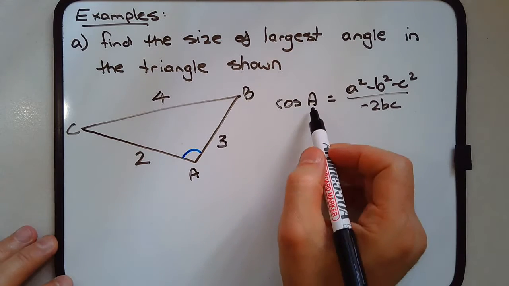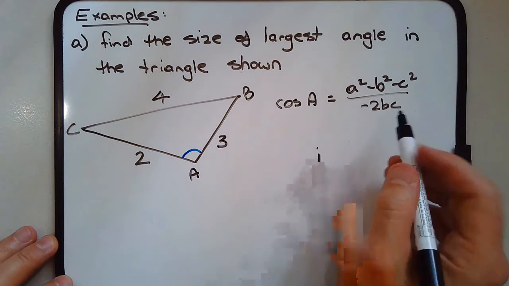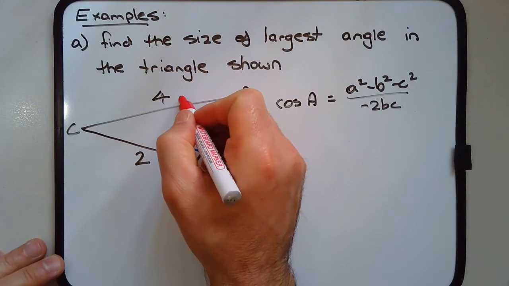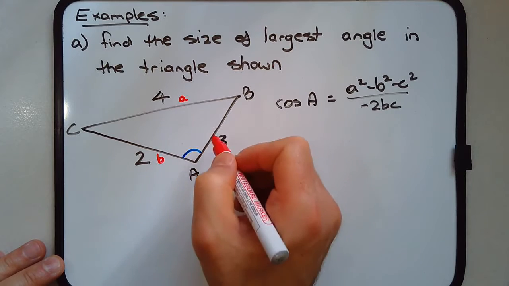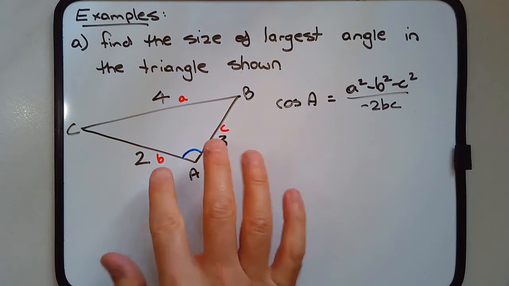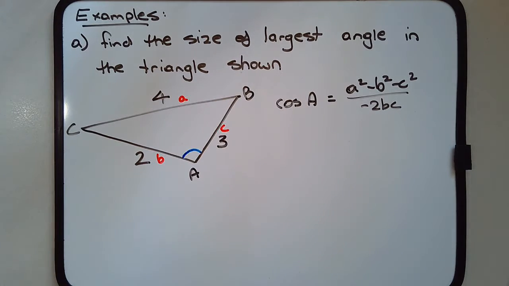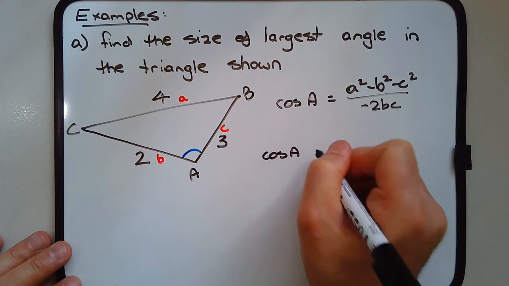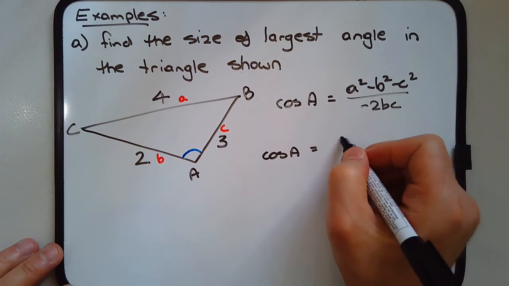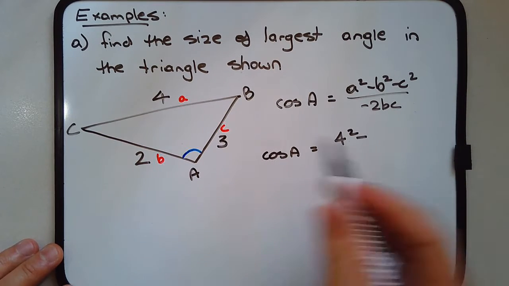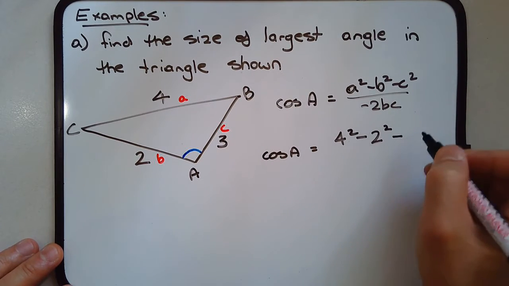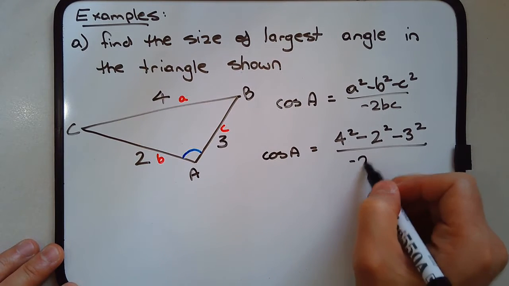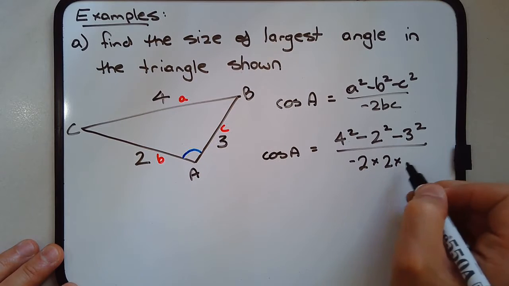We want A to be the subject though, and we do have values for A, B, and C. So I might label the triangle. There's side A, there's side B, and there's side C. It doesn't really matter where B and C are. It's A that's in fact most important. So cos of A is equal to, now A squared is going to be 4 squared, minus B squared, so it's minus 2 squared, minus 3 squared. That's our C, over negative 2BC, so negative 2 times 2 times 3.